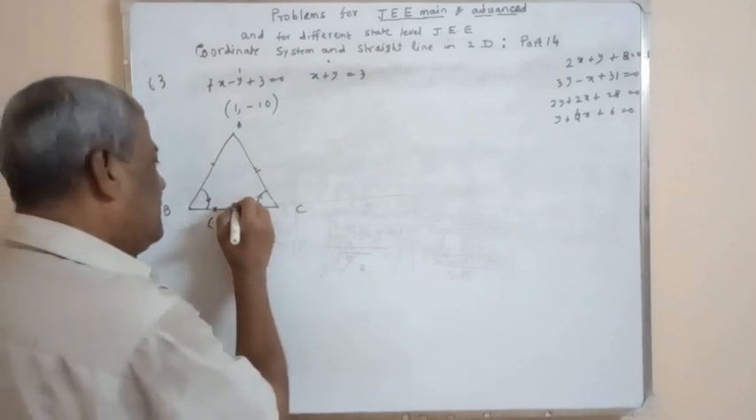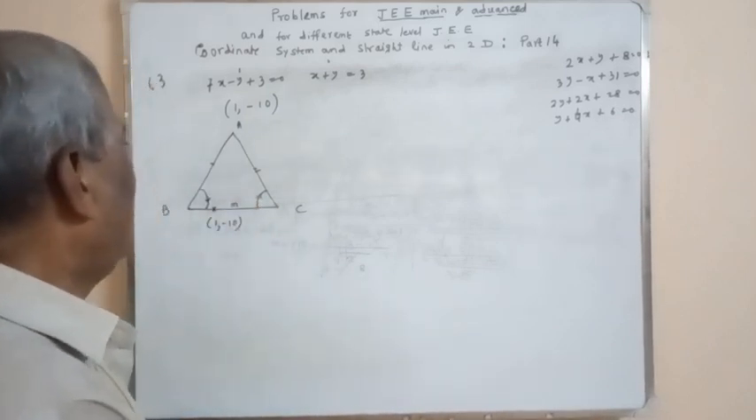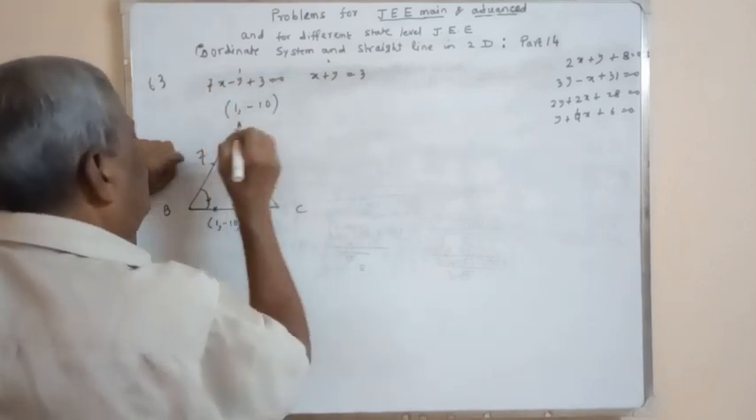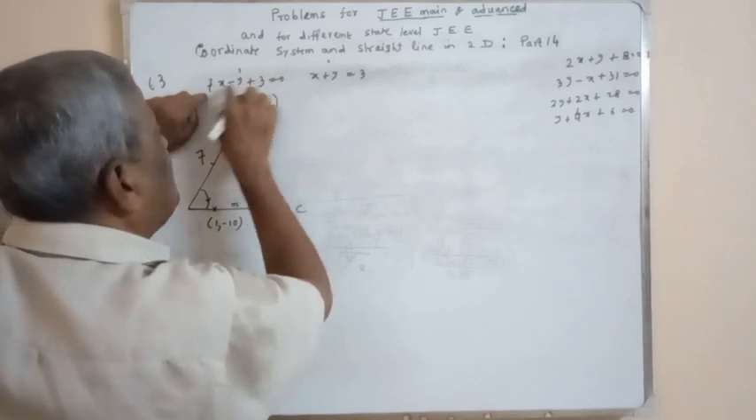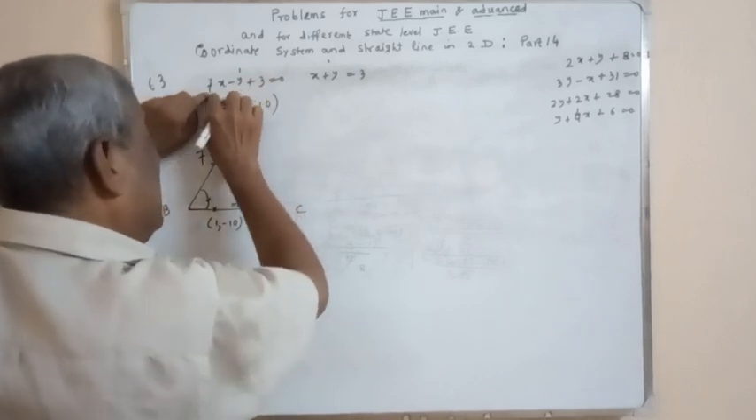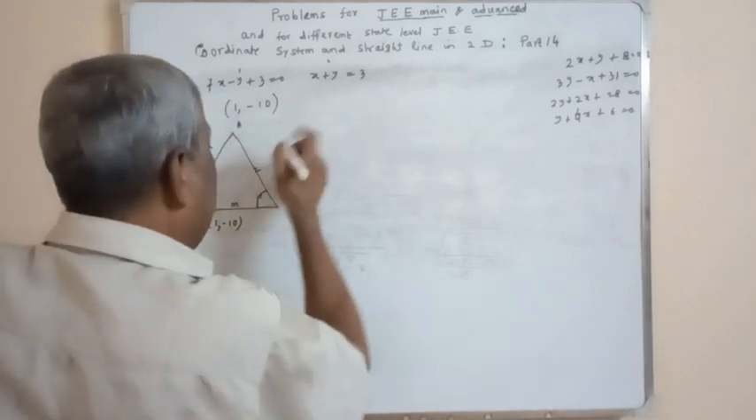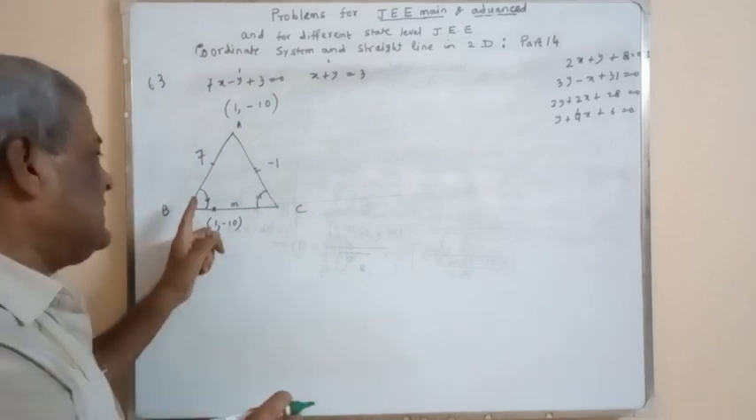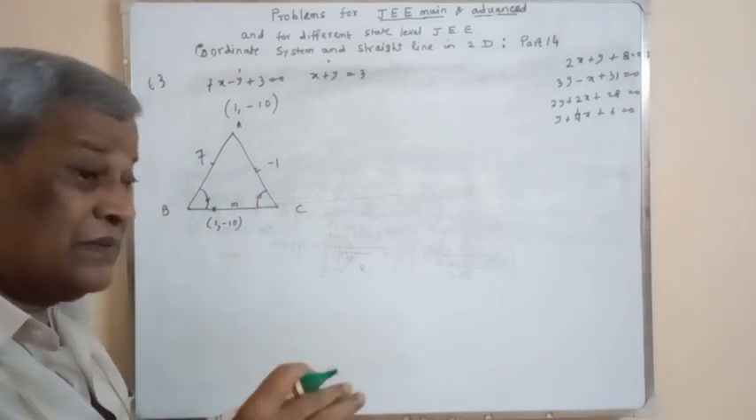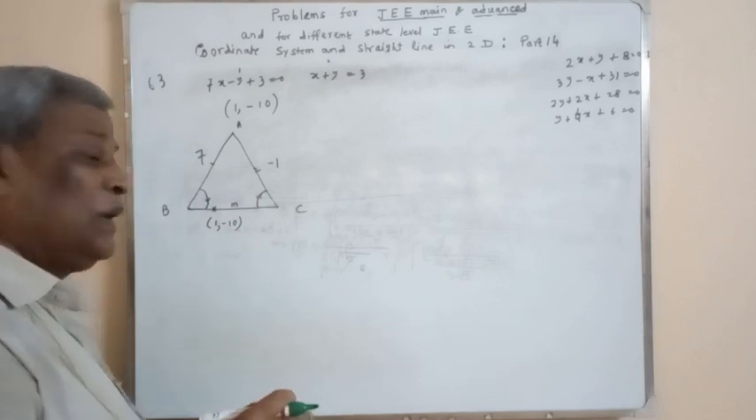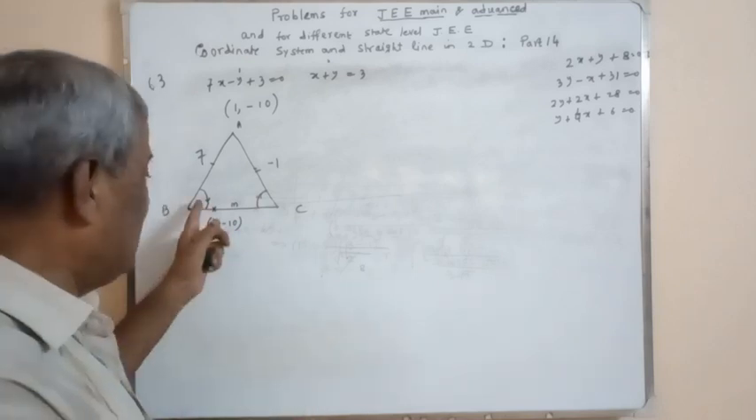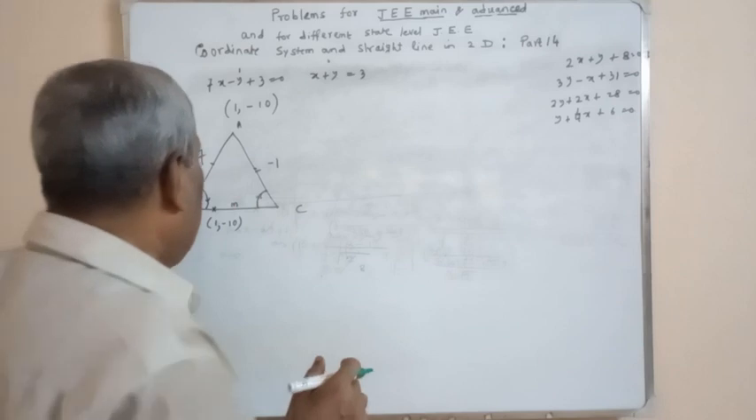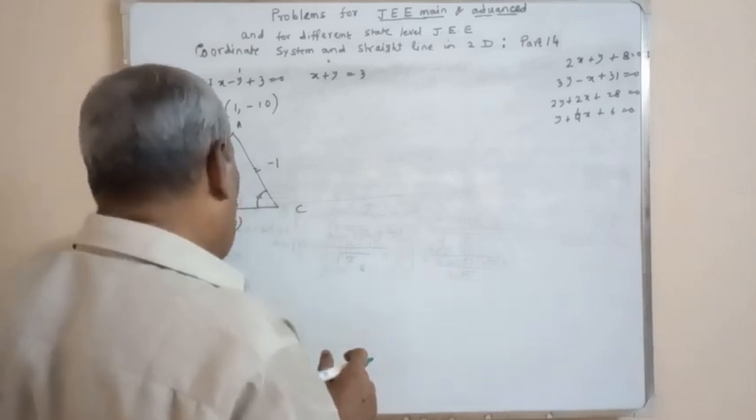Suppose m is the gradient of the base. One line is y equals 7x plus 3, so its gradient is 7, and the other line's gradient is minus 1. Now, as it is isosceles, this angle is equal to that angle, and we have to keep in mind that the angles are to be measured in the same sense, same direction. I am counting from the clockwise direction.